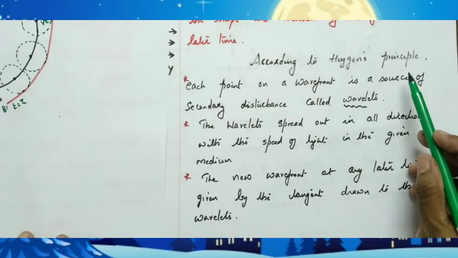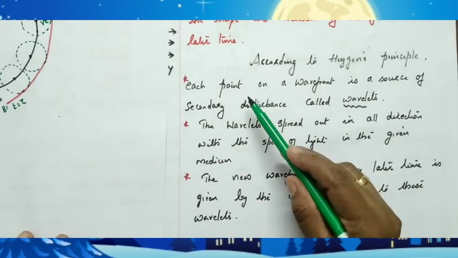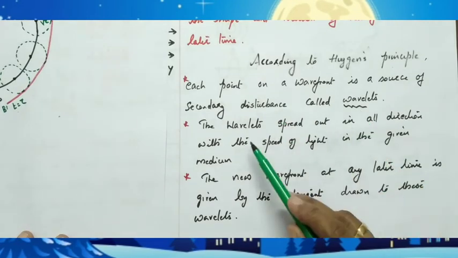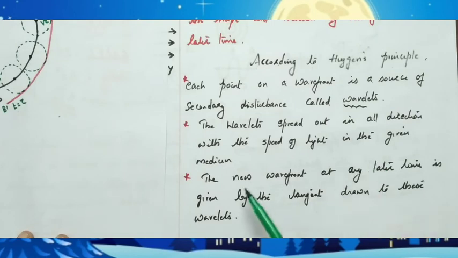Hence, Huygens principle is based on these three assumptions. Each point of the wavefront is a source of secondary disturbance called wavelets. Wavelets spread out in all directions with the speed of light in the given medium. The new wavefront at any later time is given by the tangent drawn to these wavelets.